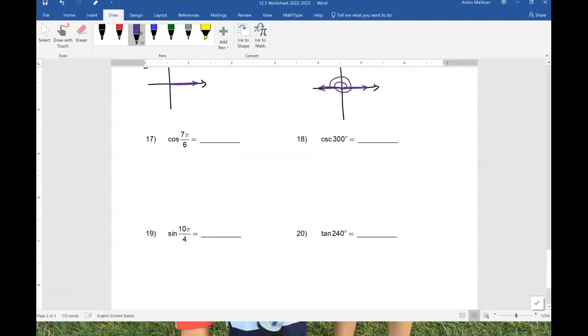Next, 7 pi over 6. So again, I write this as 7 over 6 pi.